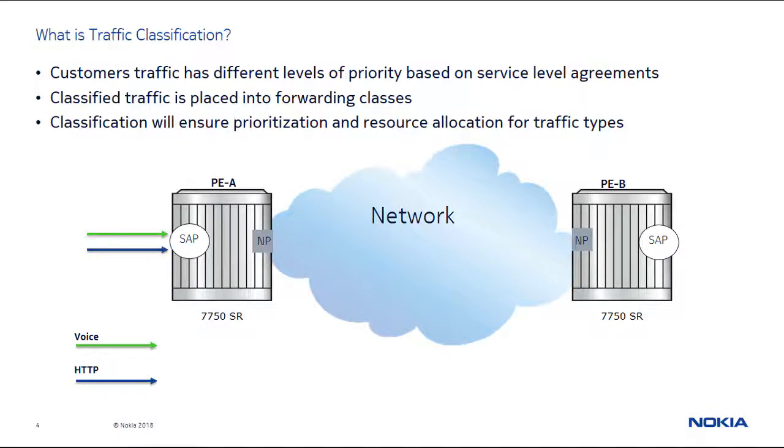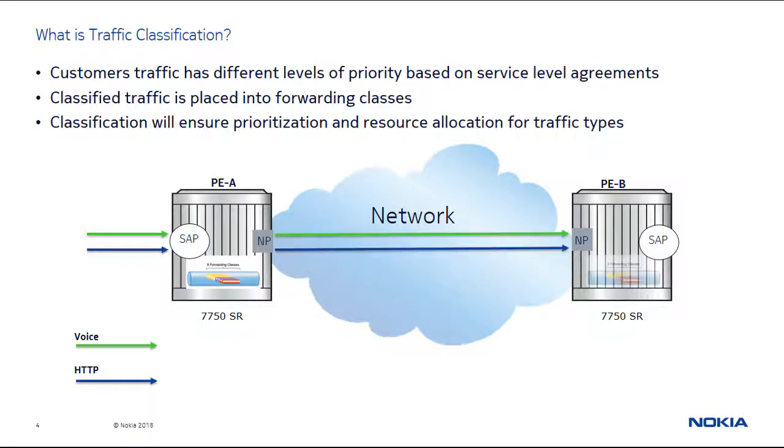For example, traffic is received on this ePipe SAP on a Nokia 7750 Service Router. One flow of traffic is voice and is considered high priority. The other flow is HTTP traffic that is considered low priority. The network Ingress SAP will classify the traffic based on the markings in the packets, then place those packets into the predefined forwarding classes. The voice traffic is placed into a higher priority forwarding class than the HTTP traffic, so the voice traffic is then ensured better QoS treatment across the network.